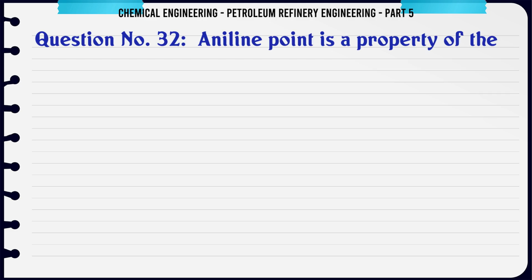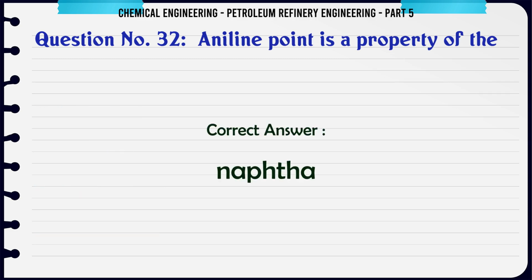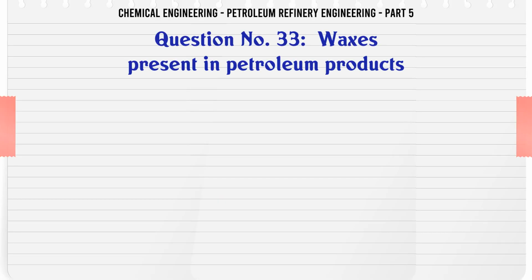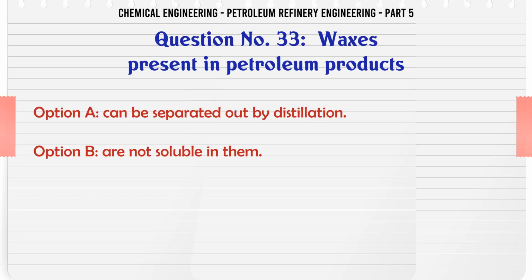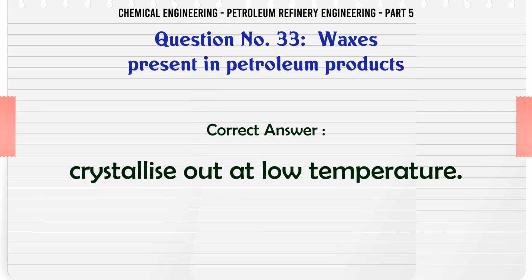Aniline point is a property of the: A. diesel, B. LPG, C. naphtha, D. gasoline. The correct answer is naphtha. Waxes present in petroleum products: A. can be separated out by distillation, B. are not soluble in them, C. crystallize out at low temperature, D. decrease their viscosity. The correct answer is crystallize out at low temperature.